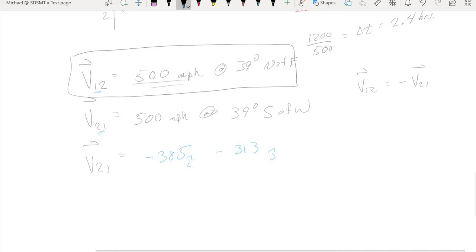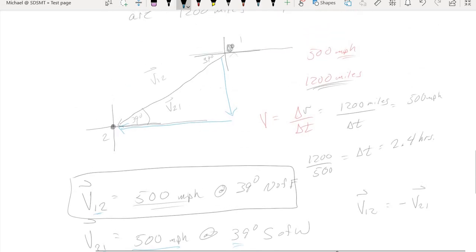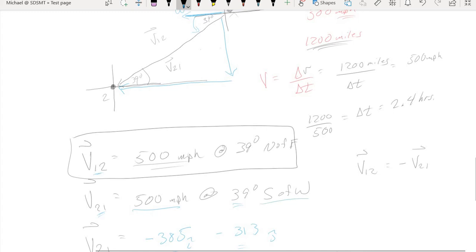But now you can put these together if you want into your Pythagorean theorem. Again, square root of the sum of the squares will result with a 500 for magnitude. And then if we put these numbers into our inverse tangent, we will again get a 39-degree angle, but because we now have a negative x component, we would have to measure from the negative x-axis, which is technically west, and we have to measure to the south of west. Exactly what we had there.